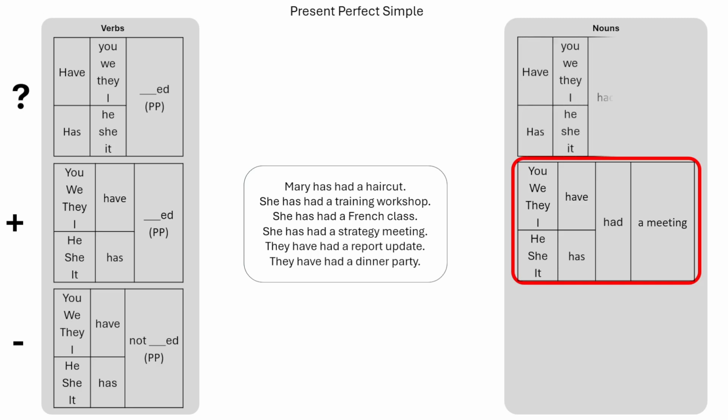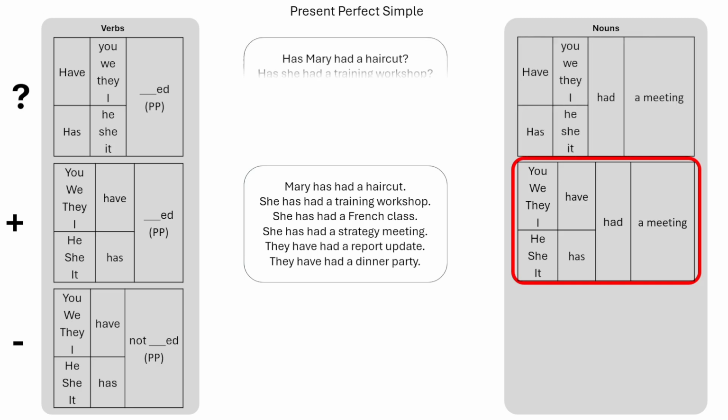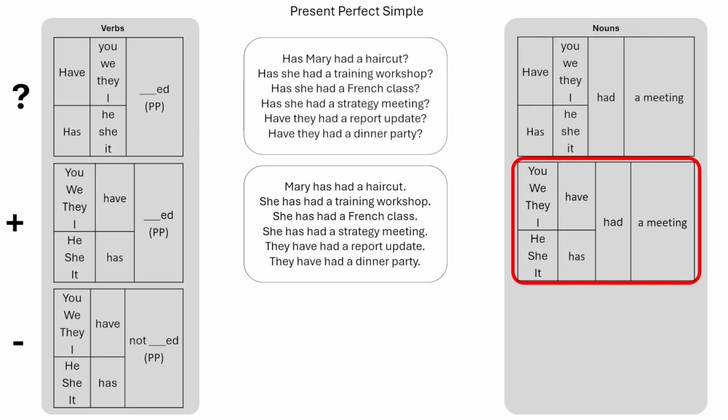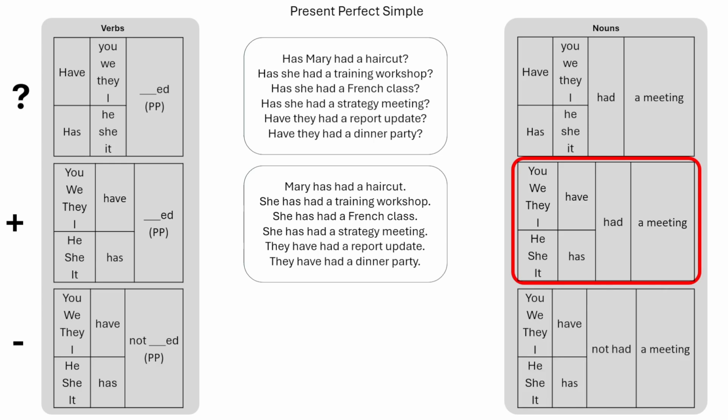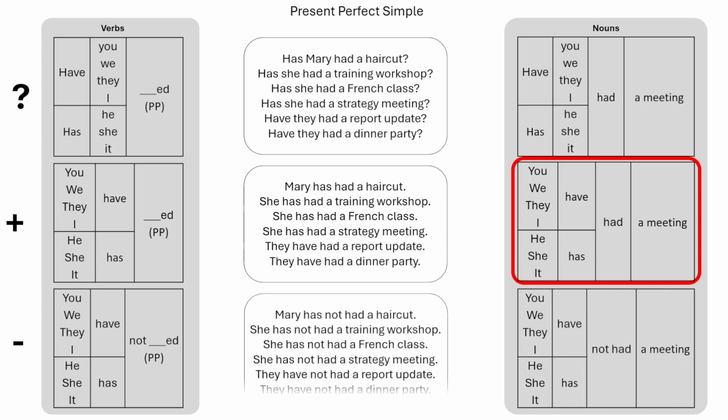If you were going to ask the question, you would say, has Mary had a haircut? Has she had a training workshop? Has she had a French class? Has she had a strategy meeting? And if it was negative, you would say, she has not had a haircut, she has not had a training workshop, she has not had a French class, and she has not had a strategy meeting.